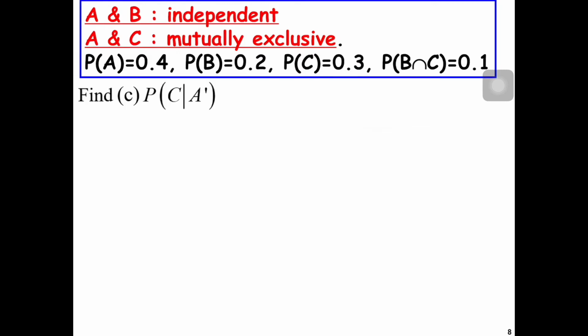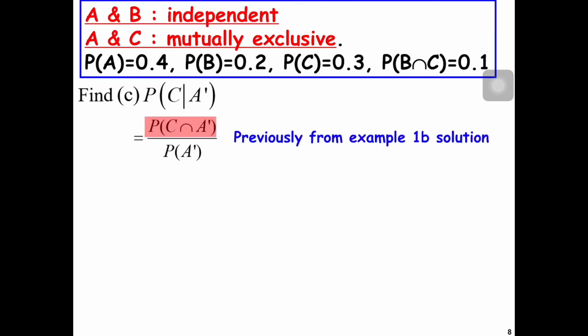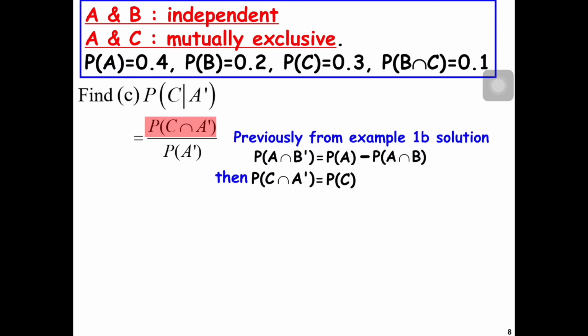So next, find C, probability C given A complement. So use the conditional probability formula: probability C intersect A complement over probability A complement. So previously from the example 1B solution, we have probability A intersect B complement equals probability A minus probability A intersect B. Then your probability C intersect A complement will become probability C minus probability C intersect A.